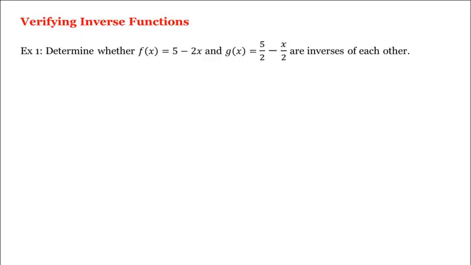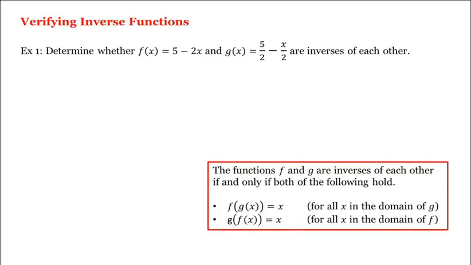Well, we have the following fact. The two functions f and g are inverses of each other if and only if both of the following compositions hold. Namely, when we compose f with g of any x in the domain of g, then we get back to x. And if we compose g with f at any x in the domain of f, we also get back to x. That is, the composition in either direction gets us back to x.